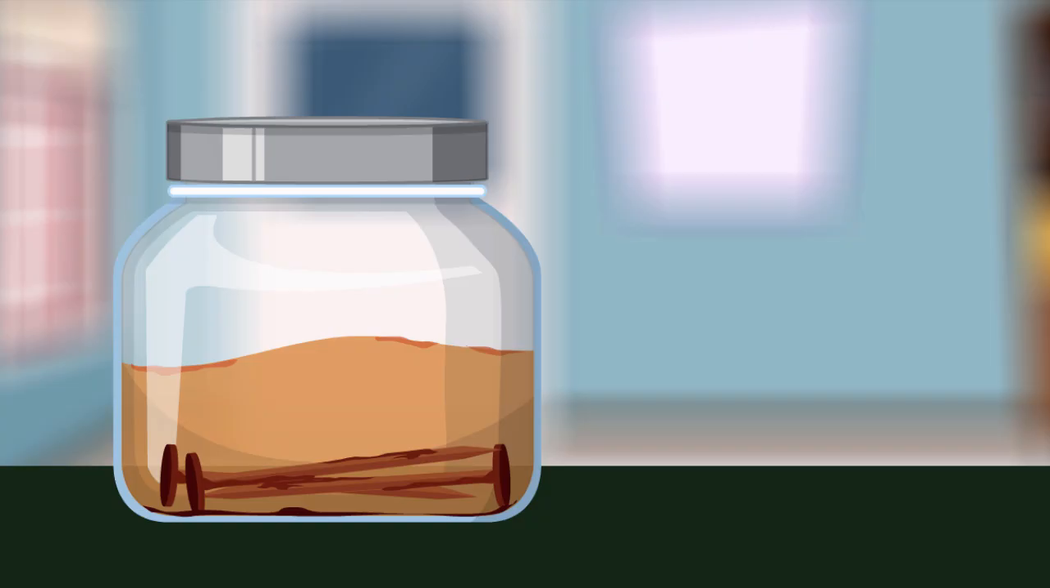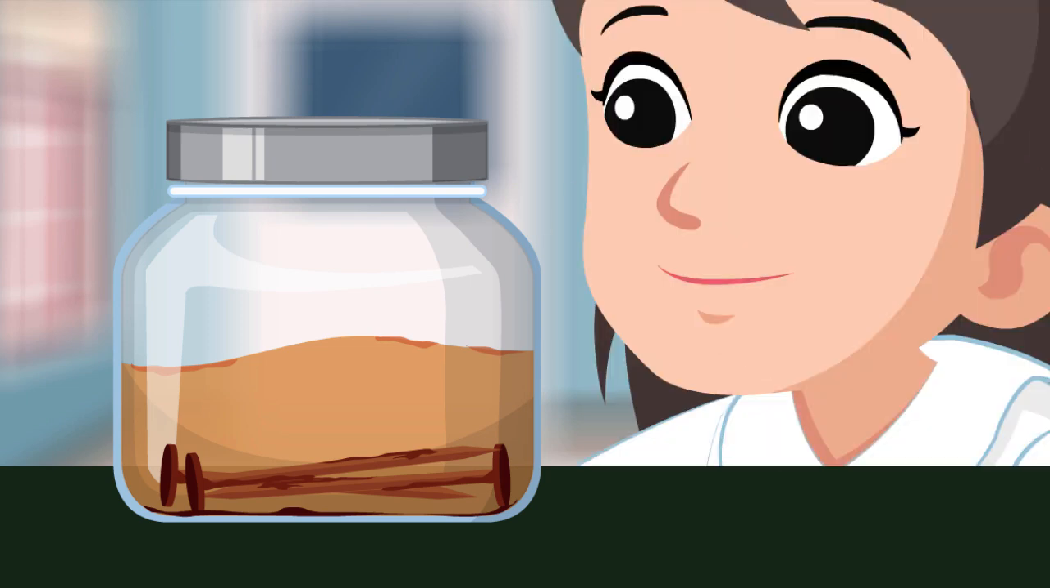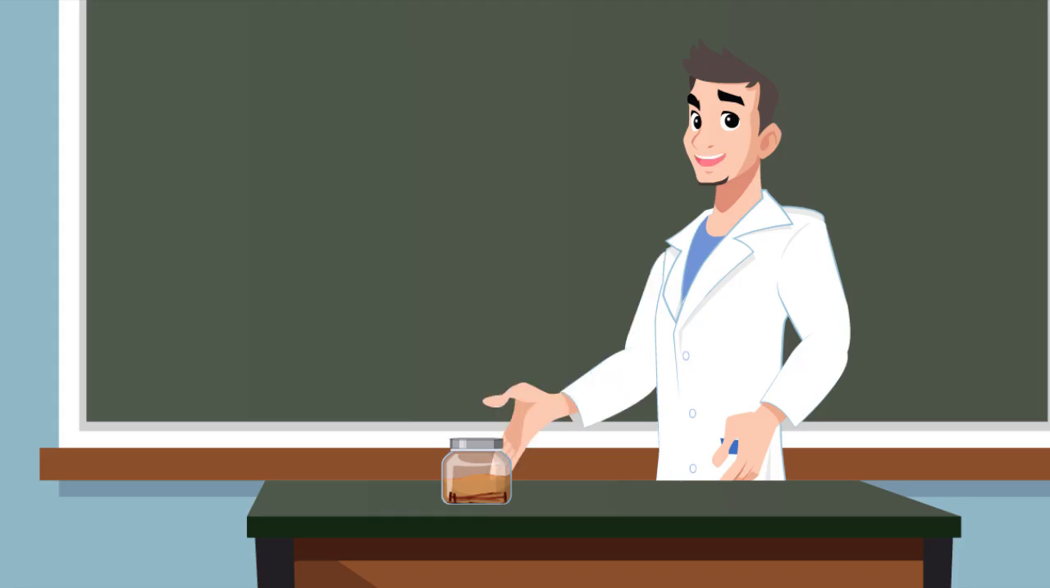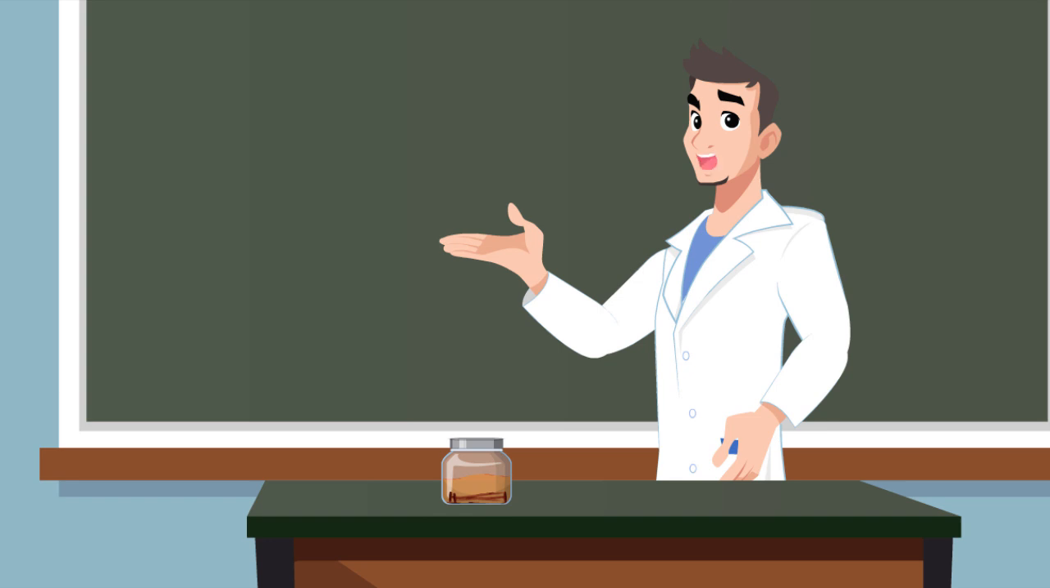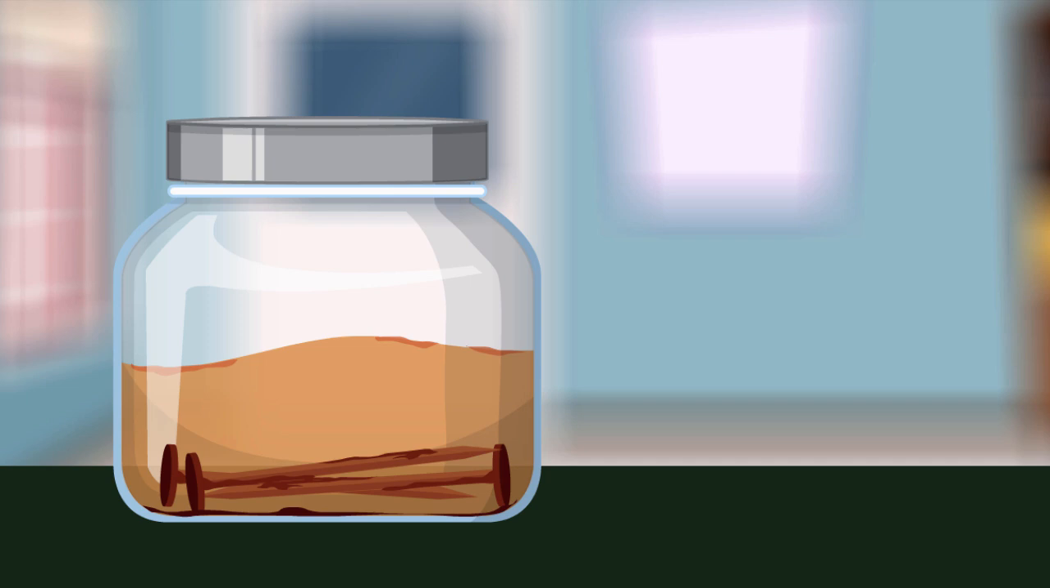I placed this nail in this jar of water a few days ago. Look at what happened to it. I can see rust in it. How did it happen? Nail is made up of metal. Metal reacts in water that causes changes in its chemical composition or property. Chemical properties refer to the internal composition of matter.